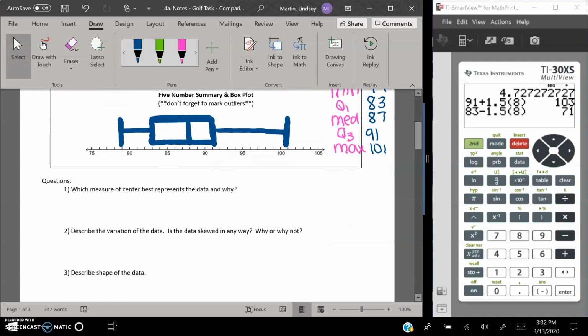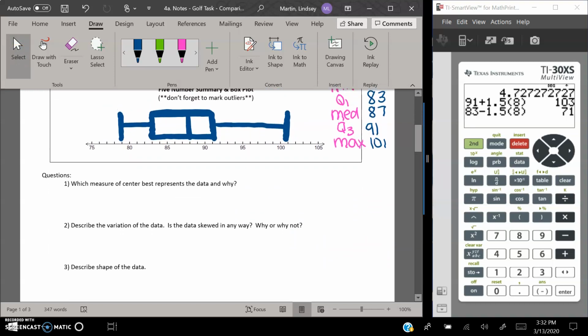Now we're going to start to answer some questions about our graph and the information that we've found. The first question that we have here is which measure of center best represents the data and why. So for this, I could use the mean or the median. Since there are no outliers, it doesn't matter which one. Usually when there's no outliers, we will use the mean.